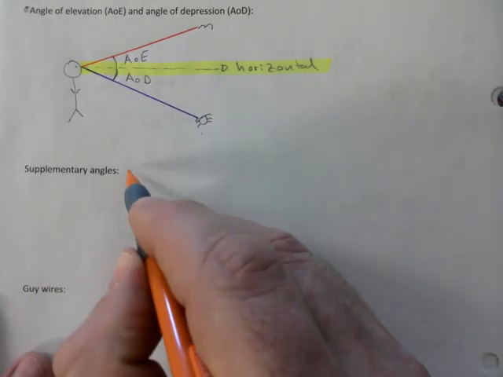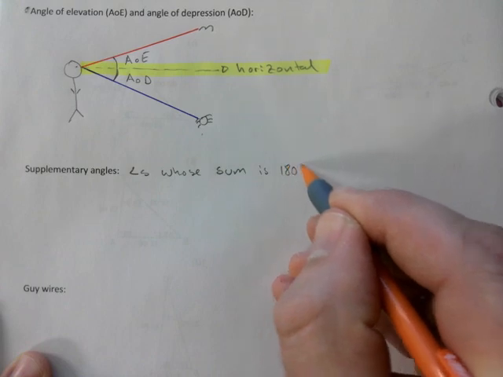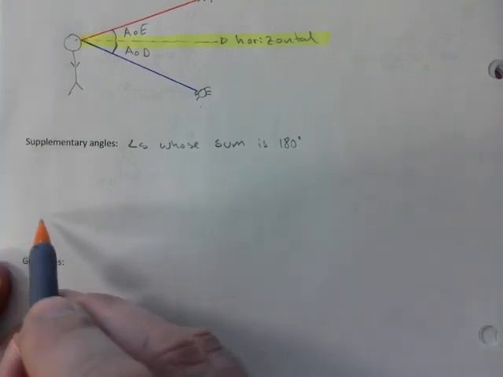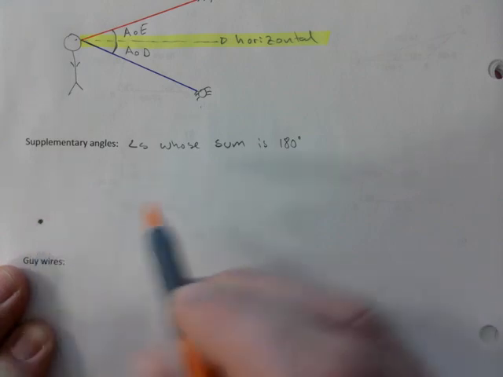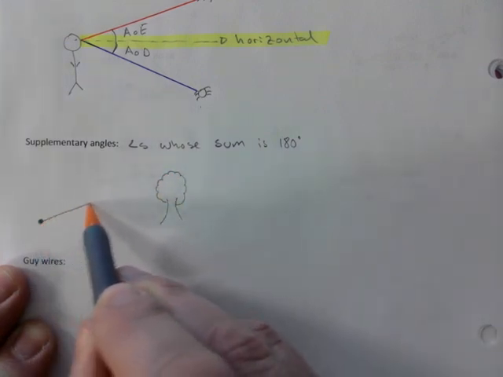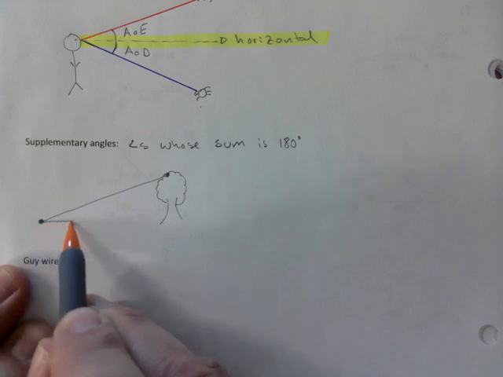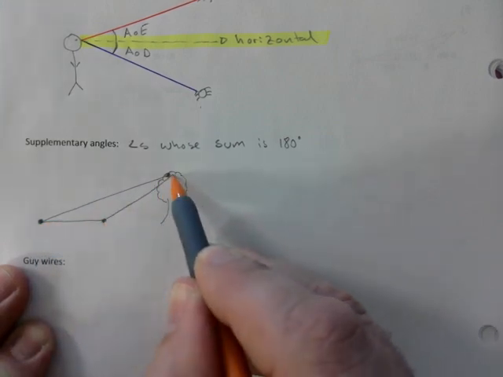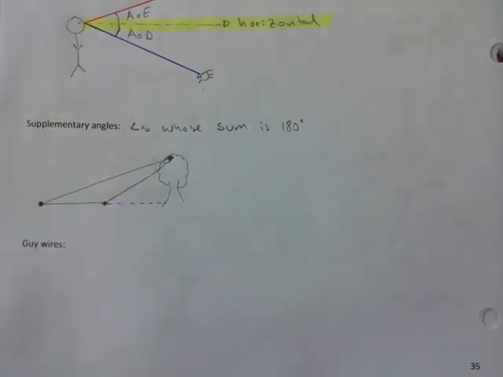Supplementary angles. Angles whose sum is 180 degrees. So a classic one is, just follow me here. Imagine you're here and there's a tree, and you're looking to the top of that tree. And then you either move closer or there's somebody standing closer. So you move up closer and you look up again. And let's make a dashed line going to the trunk, to the bottom of the tree like that.